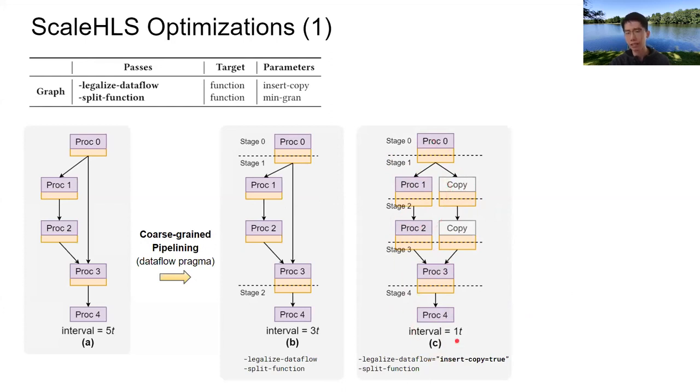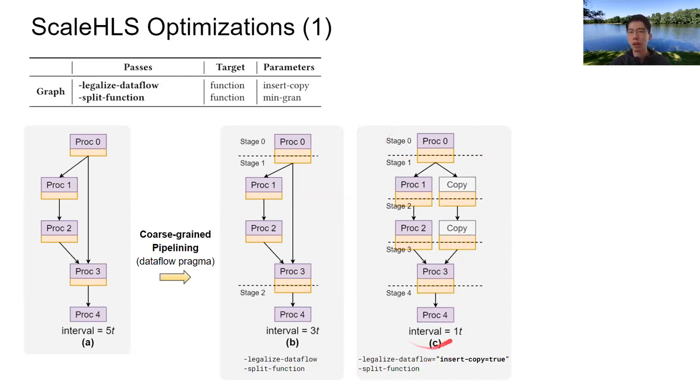And in this case, we can observe actually we can achieve a much finer-grained pipeline, achieve a lower interval, because now the longest stage has a latency of 1T. So the overall interval is 1T. Every 1T, we can pass in a new frame of data.